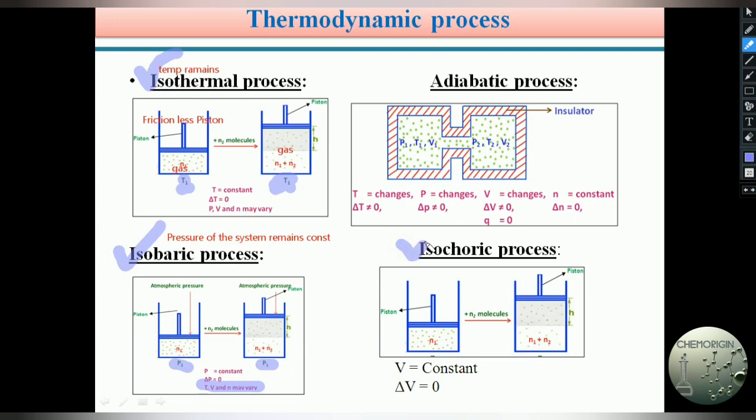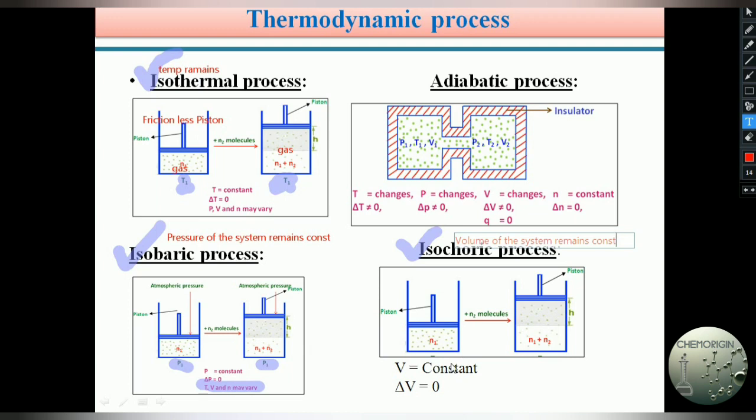Next, isochoric process. In the isochoric process, the volume of the system remains constant. Remaining variables may vary. So if the volume of the system remains constant, even though other variables change, meaning temperature may change, pressure may vary or chemical composition may vary, volume remains constant.